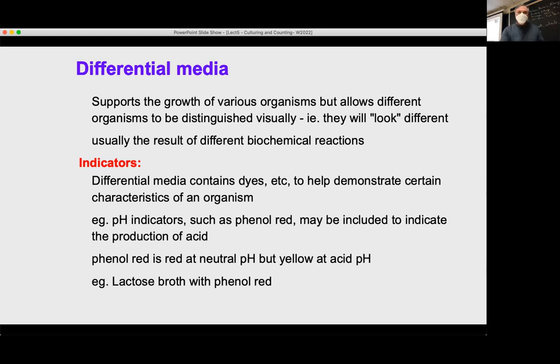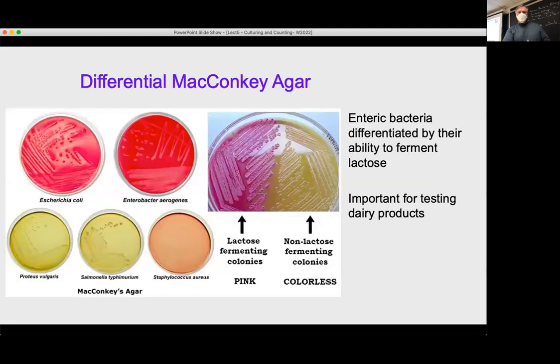So what does it say here? Supports the growth of various organisms. It allows different organisms to be visually distinguished. They look different. Great. So you can use all kinds of stuff. You can use different dyes, different pH. What's an example at the end? Lactose broth with phenol red.